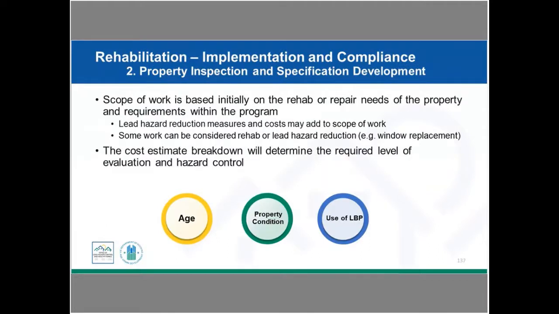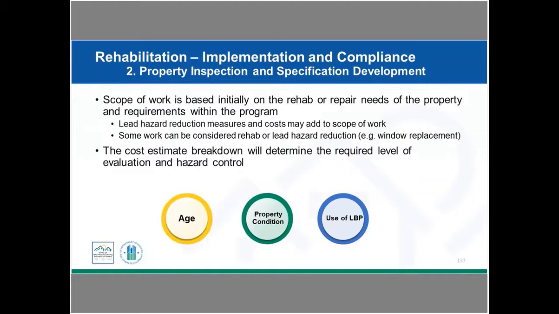The next phase is the property inspection and the specification documentation. During property inspection, the staff conducts the review to determine the work required for the program. So they're going through and doing the work write-up. The scope of work is based on the rehab or repair needs of the property. So maybe, for example, you're funding your rehab program with CDBG, and maybe the focus of your CDBG program is to bring that property up to current electrical codes.